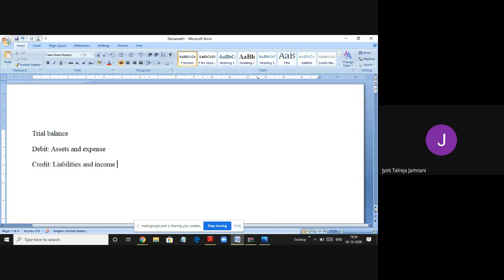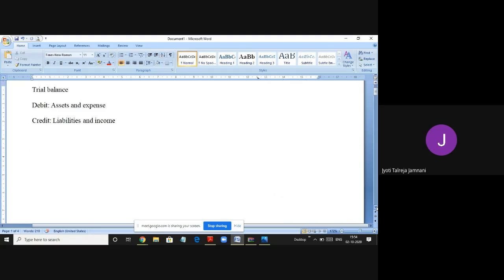So these are the rules that you have to remember before preparing a trial balance. On the debit side, you should take all the assets and expenses. So once you get an account, you have to first identify whether it's an asset, liability, income or expense. If it is an asset or an expense, you should take it on the debit side. And if it is a liability or an income, you should take it on the credit side.